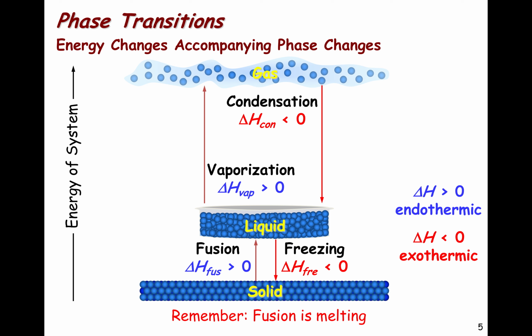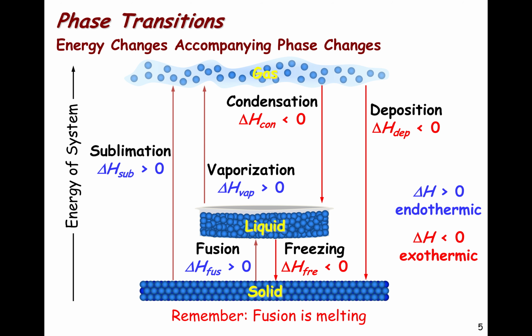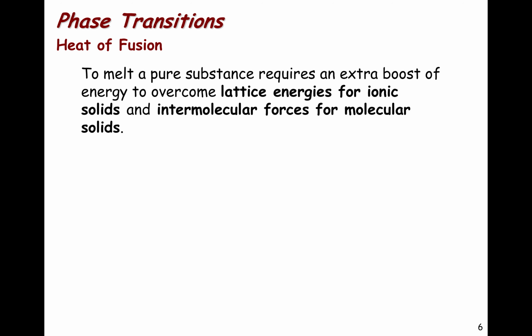And those two processes require either heat being removed or heat added in the same amount. It turns out then that the sublimation process, where the solid goes directly to the gas phase, is an endothermic process. Enthalpy is greater than zero, whereas the reverse, the deposition of the gas to the solid, is an exothermic process.